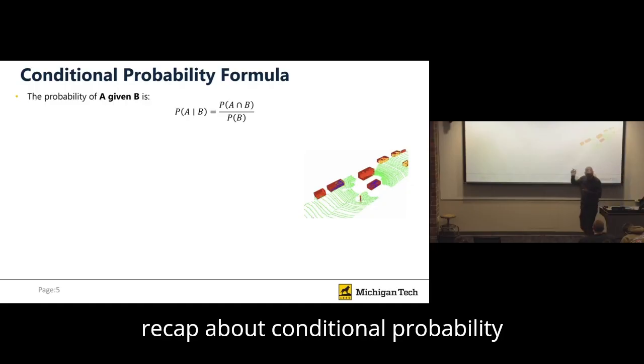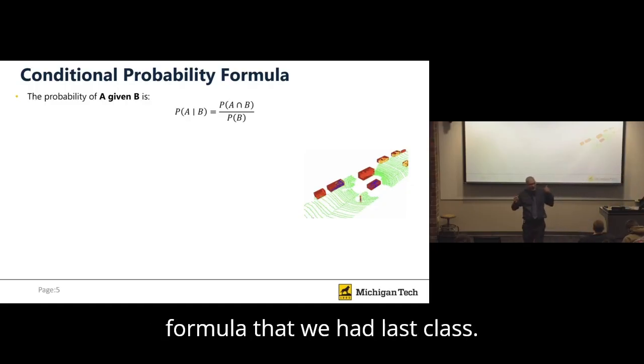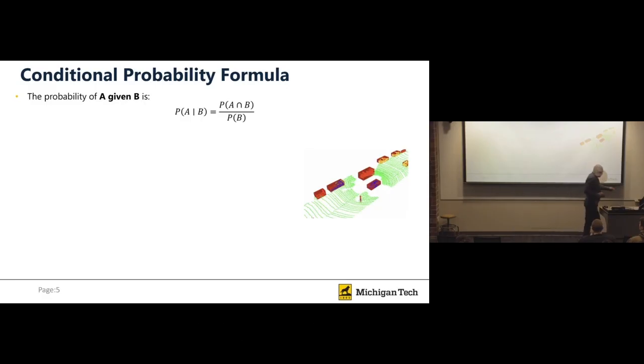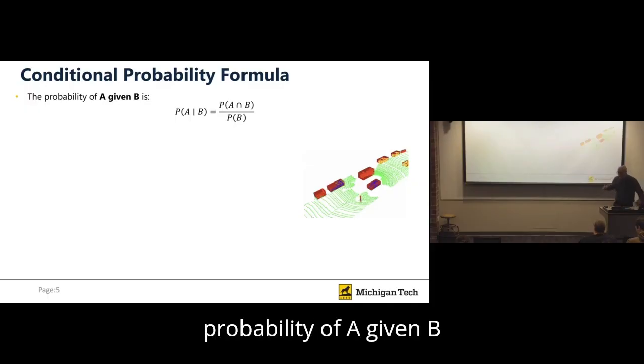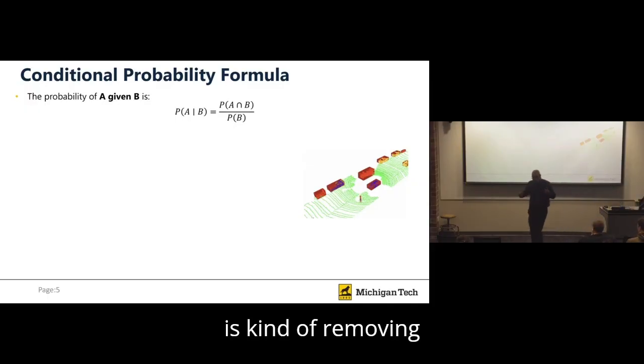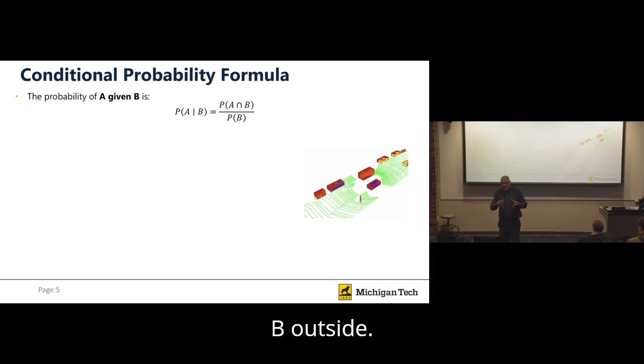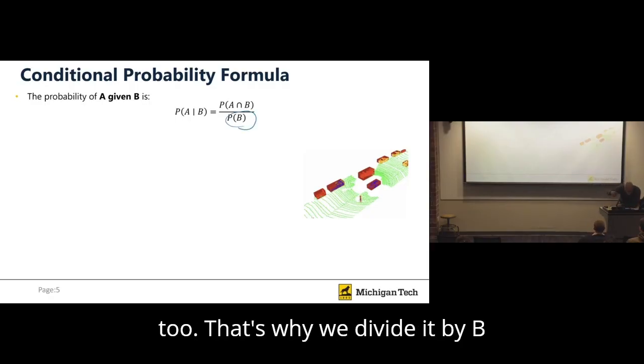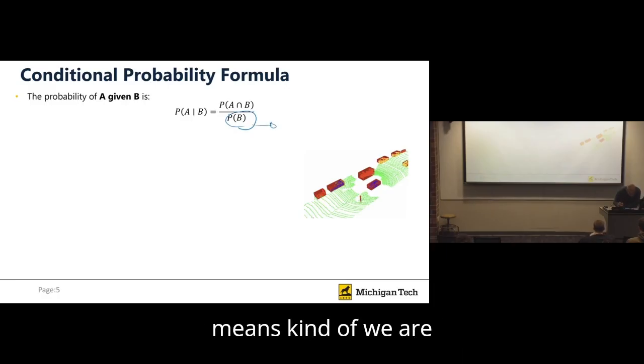recap the conditional probability formula that we had last class. So in conditional probability, we know probability of A given B is kind of removing B outside. Because B is kind of an uncertainty too. That's why we divide by B, meaning we are removing this uncertainty.